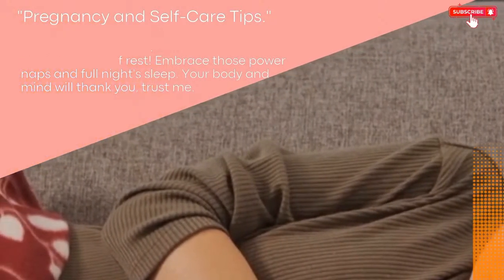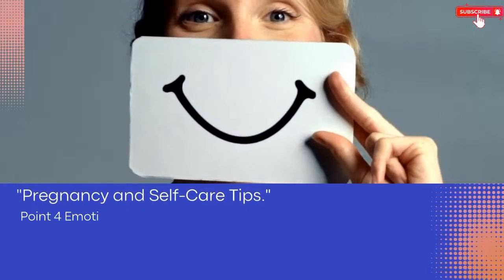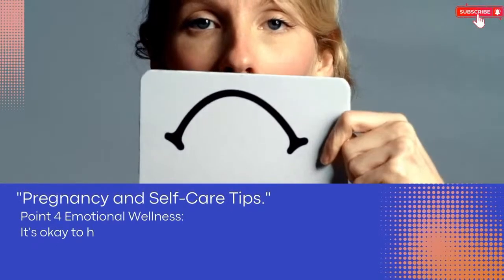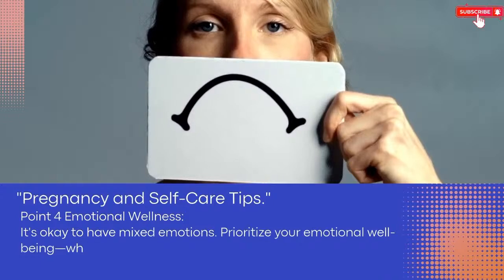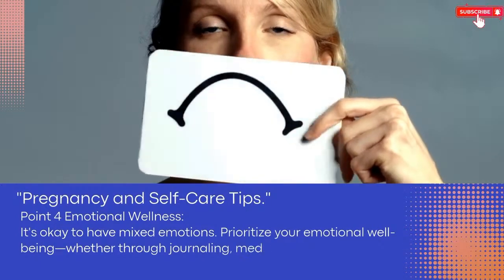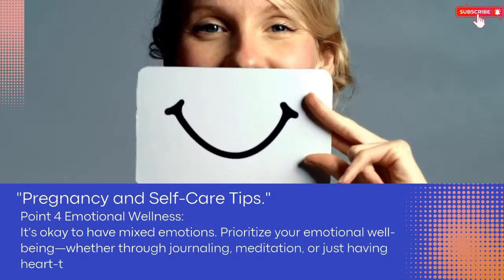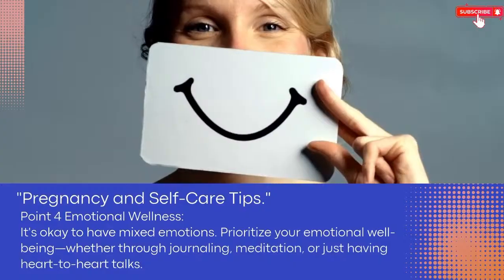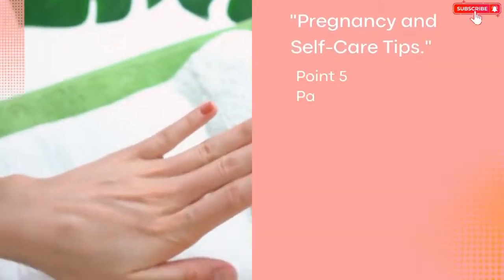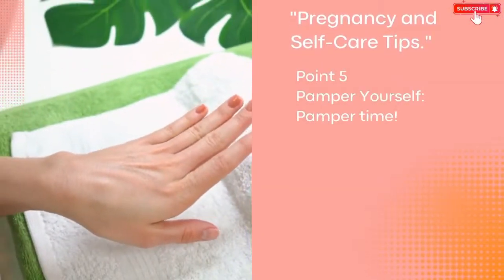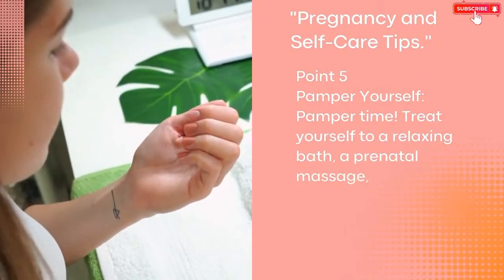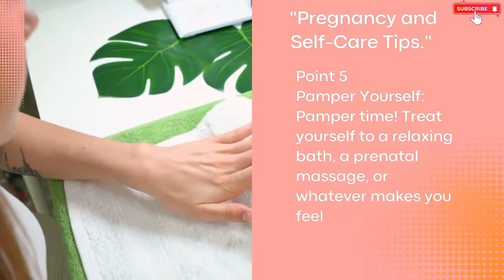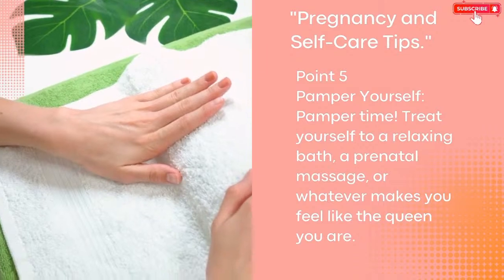Trust me. Point 4. Emotional wellness. It's okay to have mixed emotions. Prioritize your emotional well-being, whether through journaling, meditation, or just having heart-to-heart talks. Point 5. Pamper yourself. Pamper time. Treat yourself to a relaxing bath, a prenatal massage, or whatever makes you feel like the queen you are.